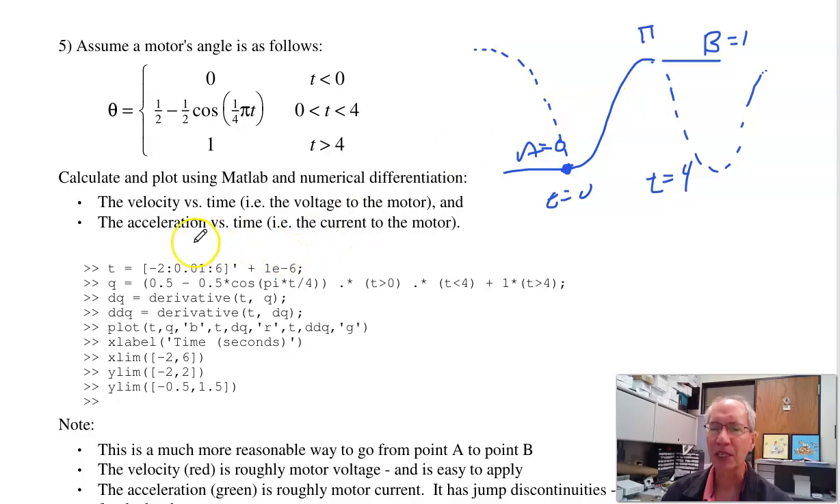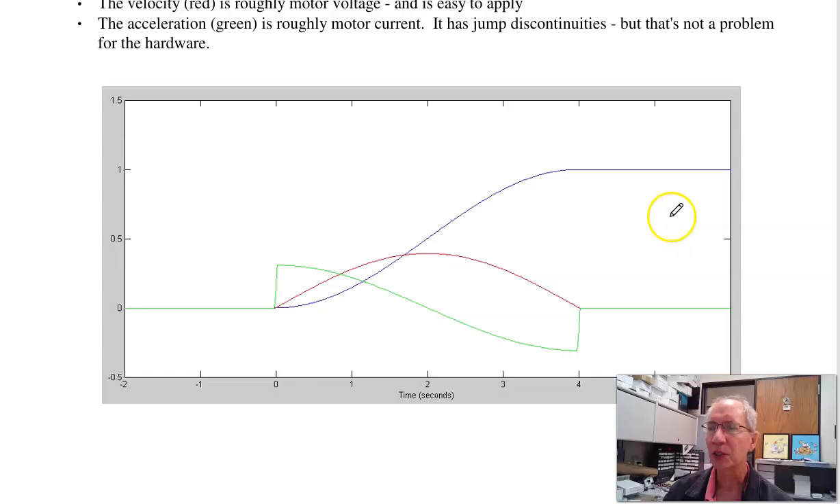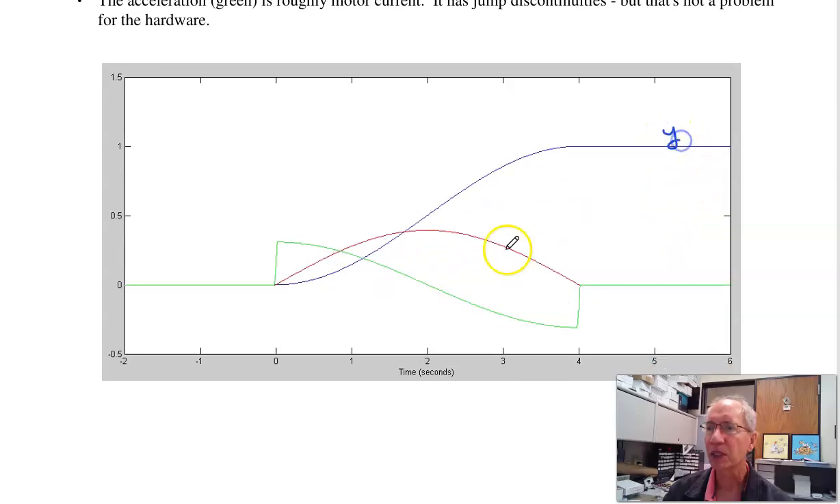So throwing that into Matlab, again, let's go from -2 to +6, steps of 0.01, plus epsilon. It's my perturbation epsilon. This is the function for t between 0 and 4. Here's the function for t bigger than 4. Once you get q into Matlab, find the derivative, second derivative, plot them. And here's what it looks like. So here's y prime, here's y double prime.